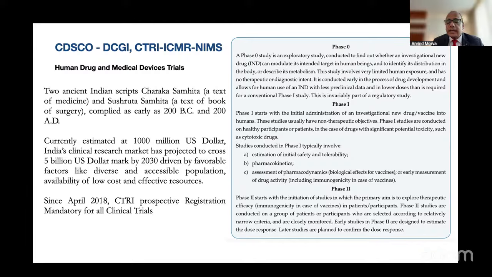Then comes phase 2, which starts with the initiation of the study in which the primary efficacy, that is immunogenicity in case of vaccines, is assessed in patients. It is conducted on a group of patients or participants with narrow criteria. Suppose it is a lipid lowering drug, then it will be given in the high lipid patient profile.